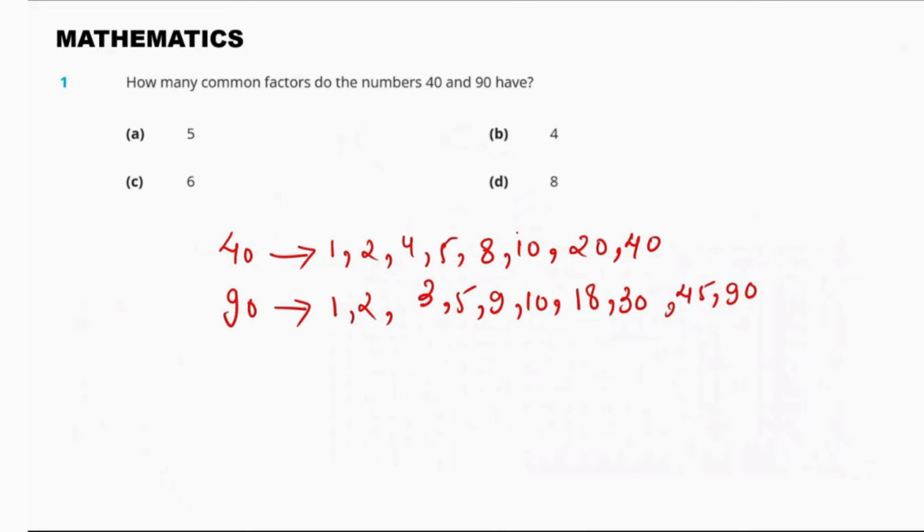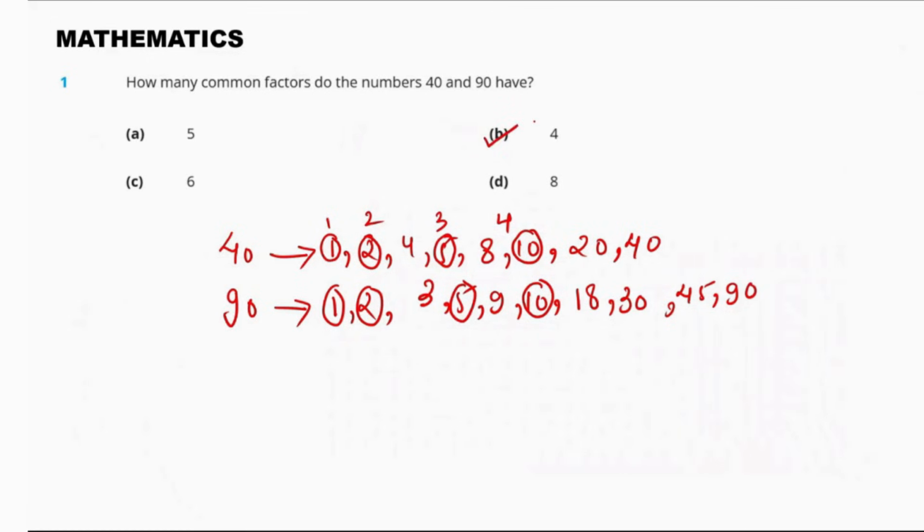So the question is, how many common factors are there? So now let us start circling the common factors. So the first common factor is this. Next common factor is this. Now next common factor will be 5. Next common factor will be 10. And then are there any more common factors? No, there are no more common factors. So the total count of common factors here is 1, 2, 3 and 4. So the right answer to the question will be option B.